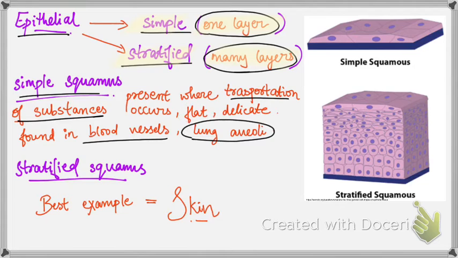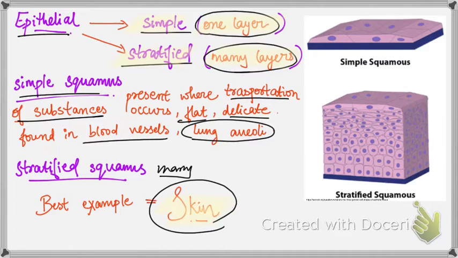Now we'll see the stratified squamous epithelium. This has many layers of squamous epithelial tissue, and the best example for this is our skin. Any material that enters our body has to pass through at least one layer of squamous epithelial tissue.